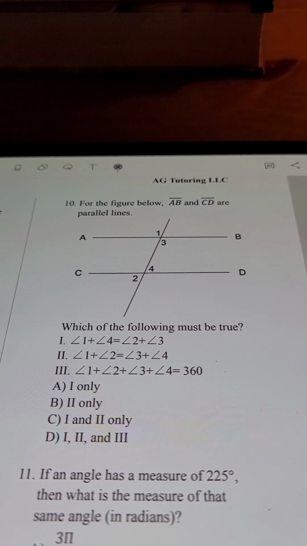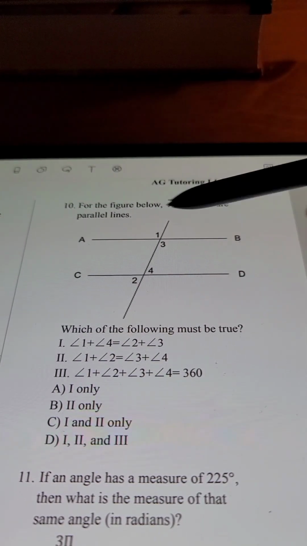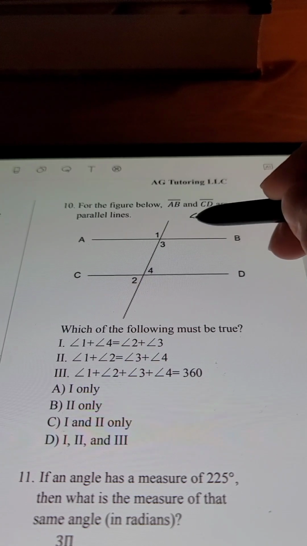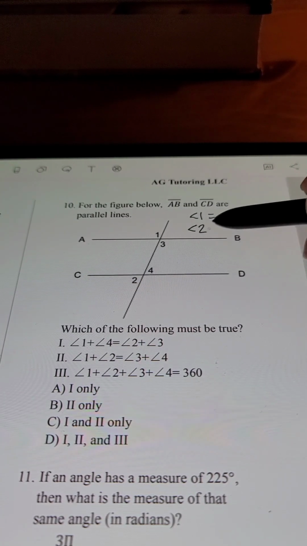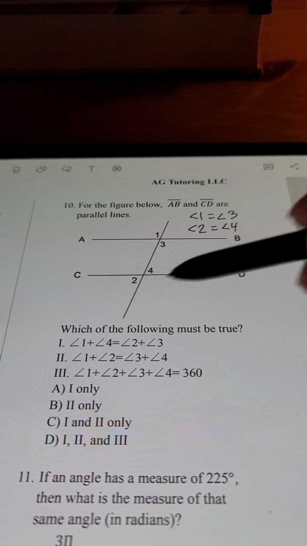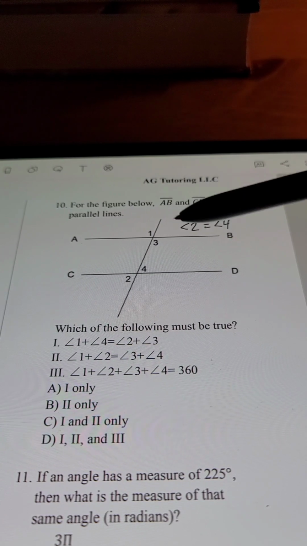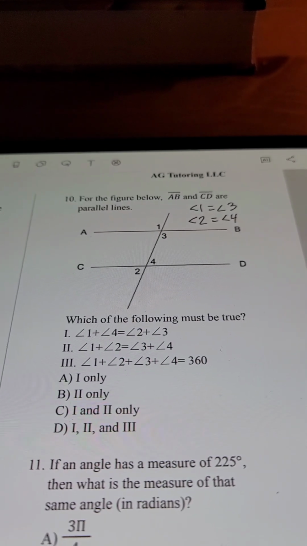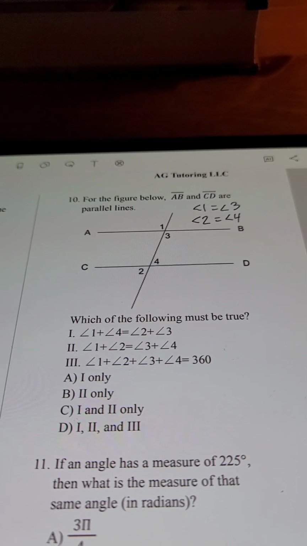Okay, pause to read number 10 if you haven't already. Right away, I see vertical angles, so that means they're equal. So angle 1 is equal to angle 3. I also see that angle 2 has to be equal to angle 4 right there, because those are also vertical angles. So let's see. It says for number 1, angle 1 plus angle 4 is equal to angle 2 plus angle 3. So let's write that out.